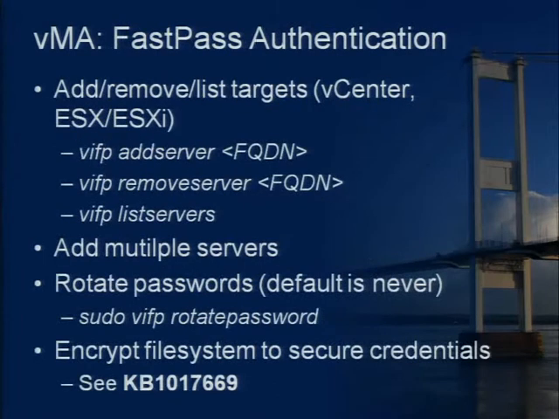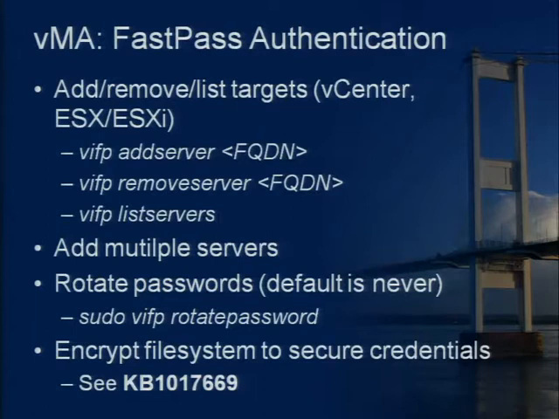The interactive one, which I talked about earlier, is pretty straightforward. The next one is FastPass. You can connect to any type of target, right? ESX Classic, ESXi, vCenter. These are some of the commands that you would use to add servers, add targets, remove them. There's also a way to add multiple servers. I think our demo has that. We have a text file with a bunch of host names in it, and we just run it. It's almost like a for loop, and we add all the servers in one command.